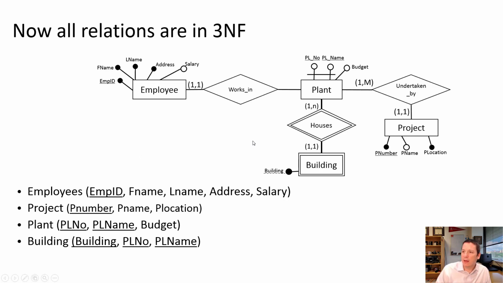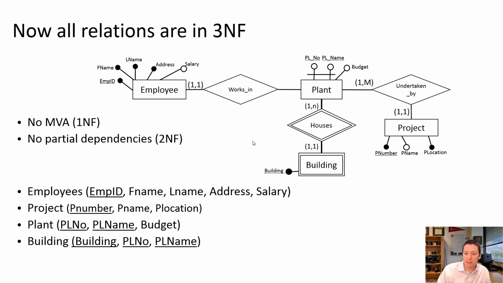Okay, so now we have our four tables all in third normal form because we have no multi-value attributes, so that gets us in first normal form. We also have no partial dependencies, so that gets us into second normal form. And we have no transitive dependencies, so that gets us into third normal form. So now we are in good shape again.